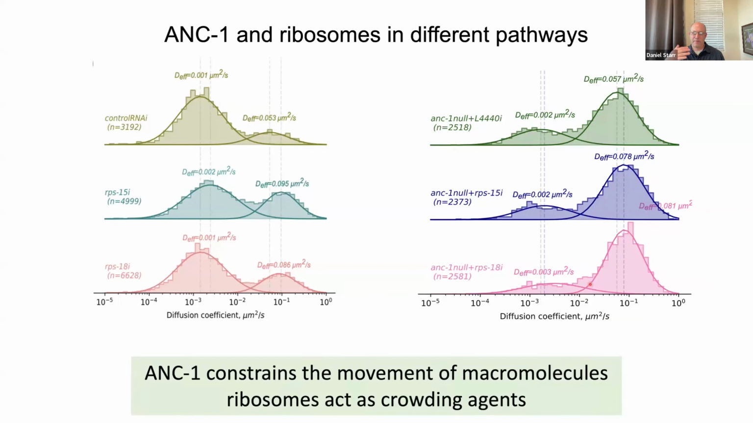So the main point I want to make here is that there's an additive phenotype. ANK1 and ribosomes are working in two different pathways. We think that ANK1 is constraining the movements of macromolecules and that ribosomes are acting as a crowding agent. And when you get rid of both of these, you get the largest increase in GEM motions and movements. Okay.